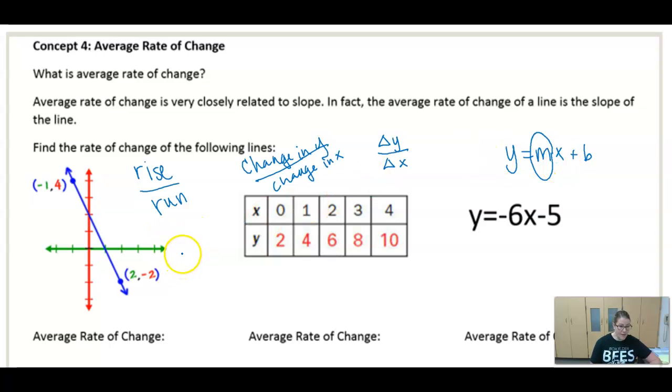So let's start with the graph. We're going to do rise over run here. I could use the 2 points that are already marked. I could use any 2 points that are on a grid line. So since this one's closer, I'm just going to go ahead and use it.